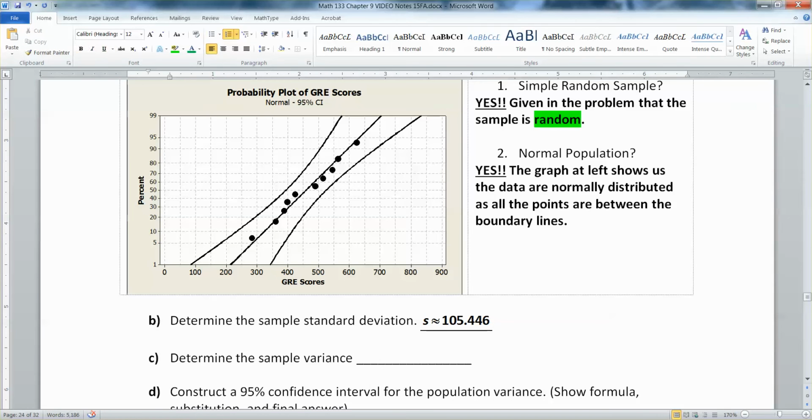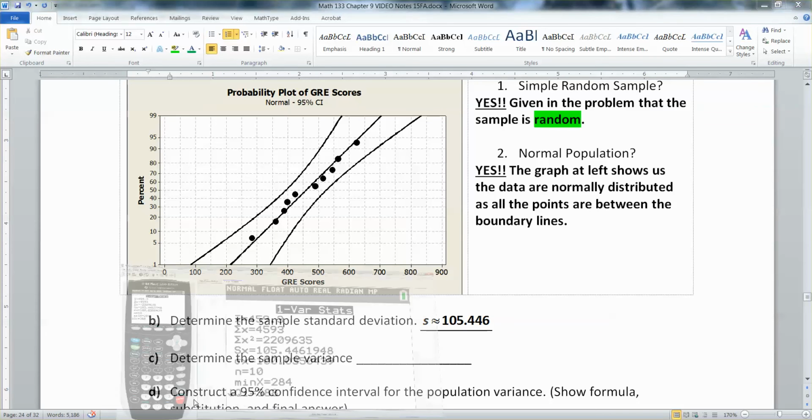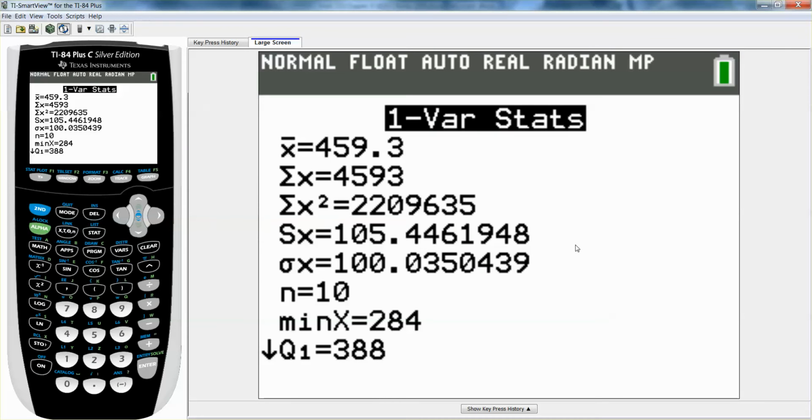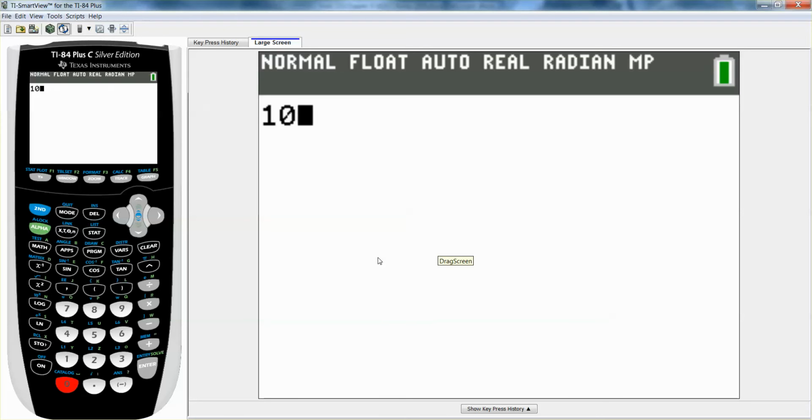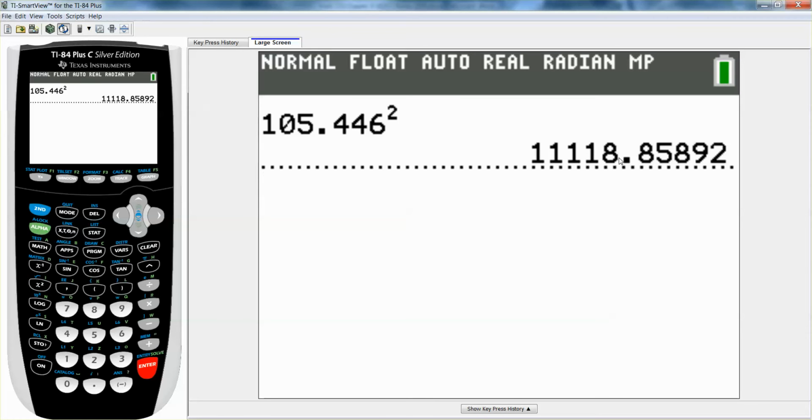Okay, now here's something. It's been a while. How do you find the variance from that? Well, remember the variance is s squared, right? So what we have to do is take our value for s and square it. Now you can type 105.446 and square it. That'll be moderately accurate. You'll get that number right there.